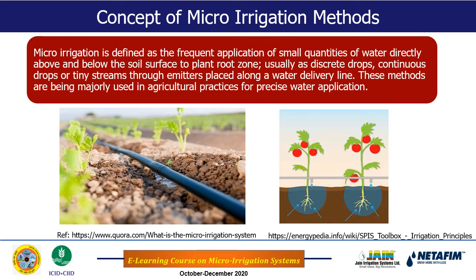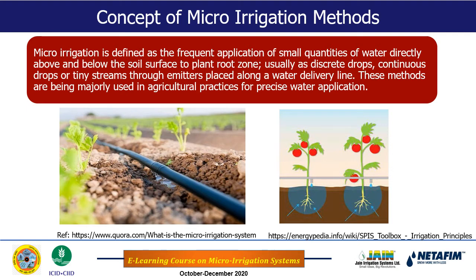So this definition indicates all the things actually. The first thing is that we apply water frequently, and as we apply water frequently, we have to apply water in small quantity. We can apply water directly above the land surface or below the soil surface, and whenever we apply water above or below the soil surface, the water has to reach the root zone of the crop.